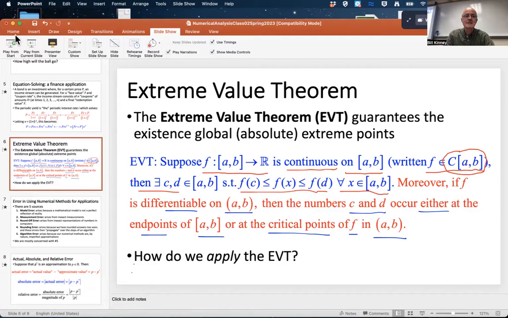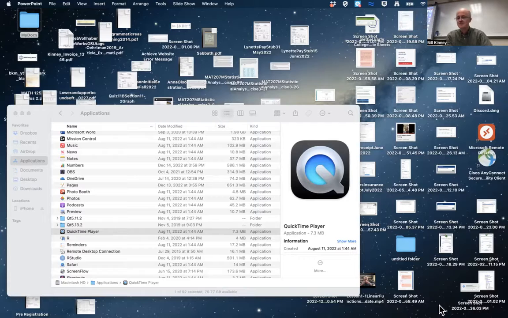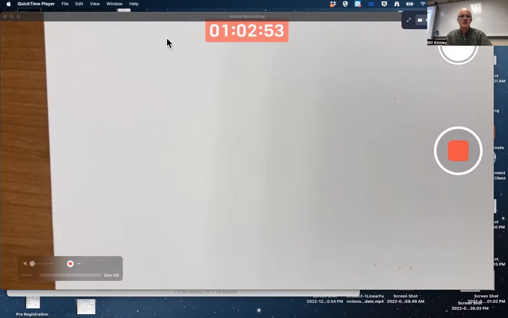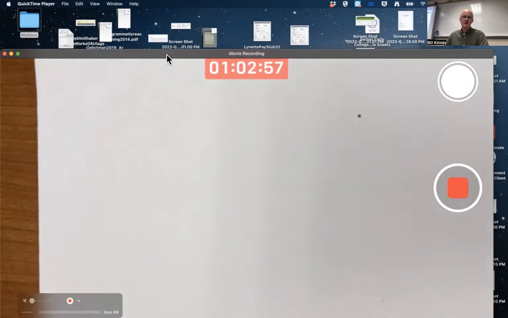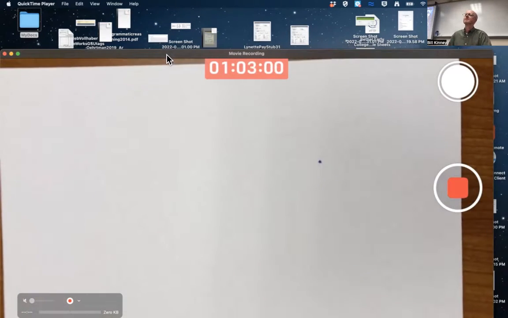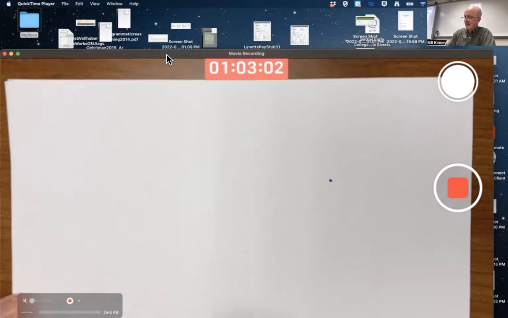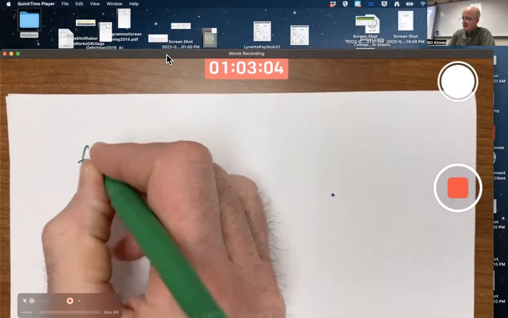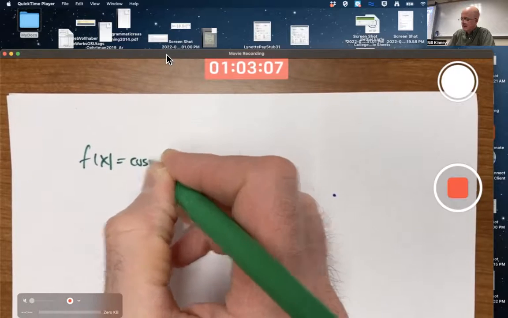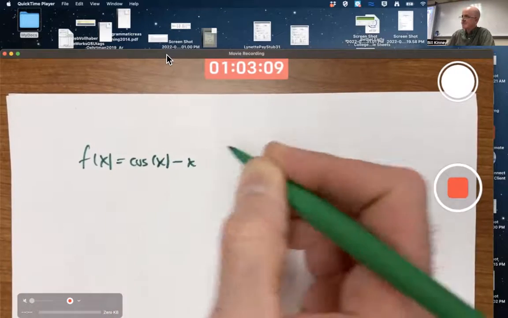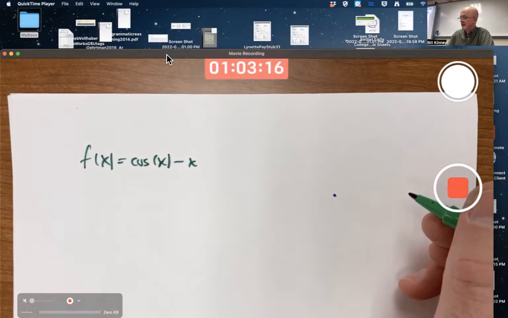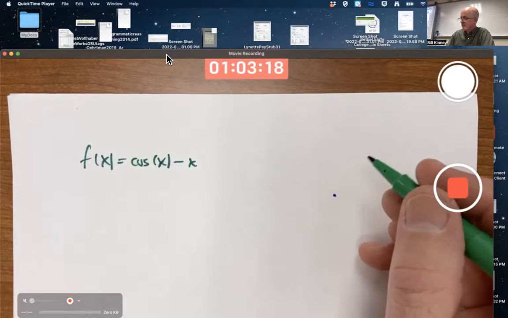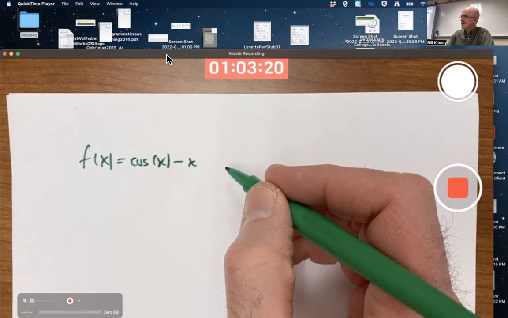How do you use this? You've done this in calculus. Well, we'll do an example maybe with trigonometry. Actually, we considered this example last week. f of x equals cosine of x minus x. We did it to show the equation cosine of x equals x has a solution with the intermediate value theorem. But let's say we're trying to find the global max and min of this.